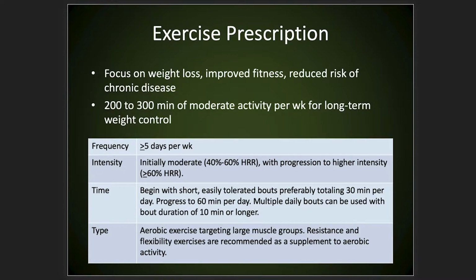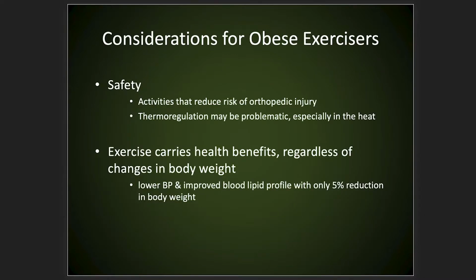Because keep in mind, these are likely deconditioned individuals. They are not cardiovascularly trained. So they may not be able to go for very long periods of time. So splitting the exercises up into short bouts and then increasing to longer and longer bouts. Aerobic exercise targeting large muscle groups, resistance, and also flexibility exercises can be recommended as a supplement to the aerobic activity that is performed. Some other considerations for obese exercisers.